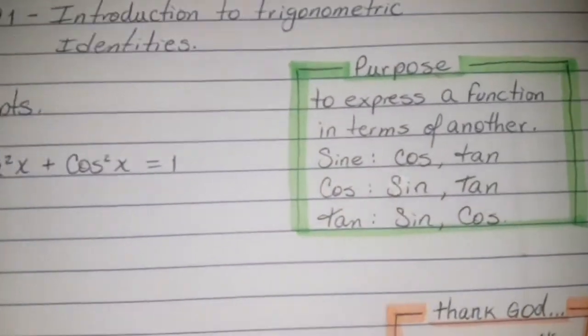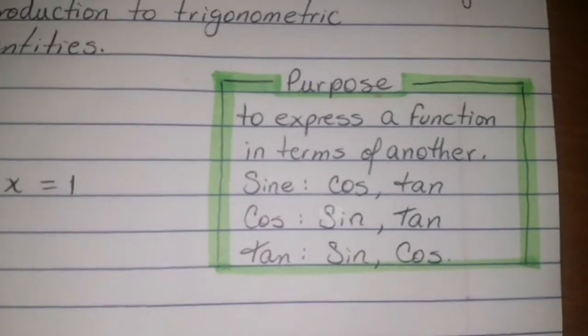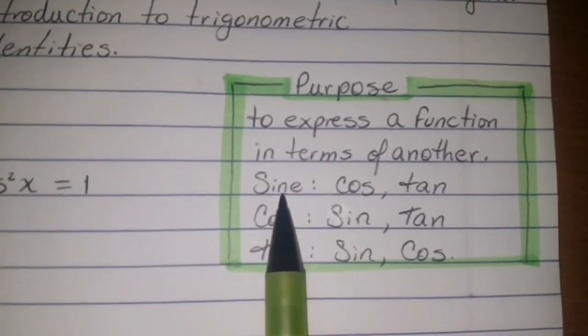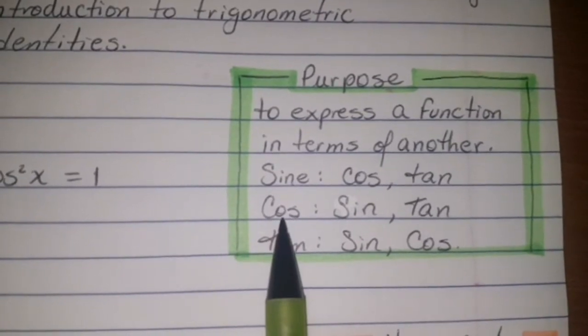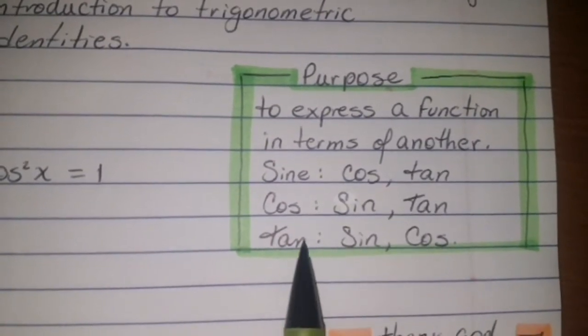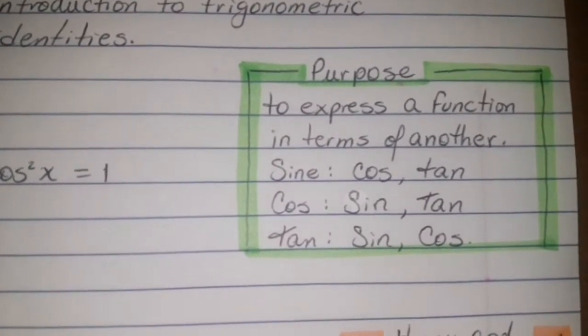Today's lesson, lesson 91, is Introduction to Trigonometric Identities. The purpose of this lesson is to express a function in terms of another. We're going to express sine in terms of cosine and tangent, cosine in terms of sine and tangent, and tangent in terms of sine and cosine.